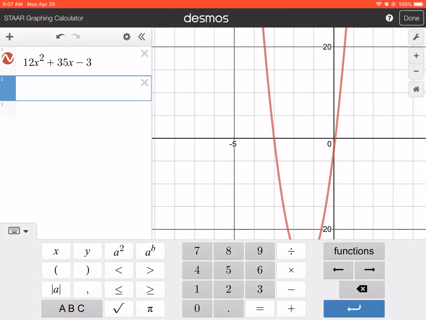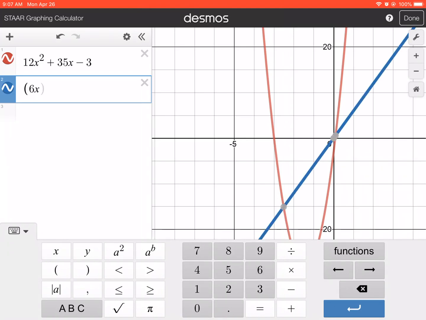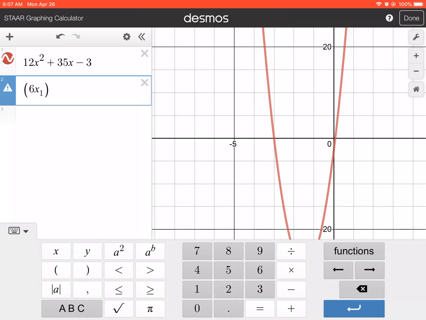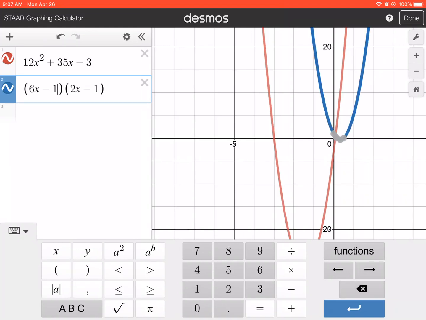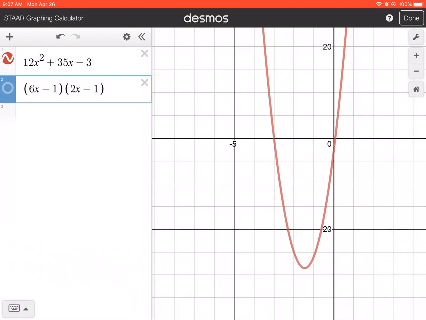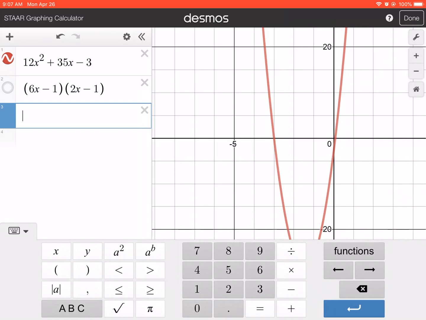Alright, so choice L said 6x minus 1, and then in parentheses 2x minus 1, and, oh, that's not what we wanted, minus 1. There we go. Much better. And it's not going to be L. You can see that because it doesn't line up. So what I can do is press this blue circle next to what I typed, and it will hide that for us.